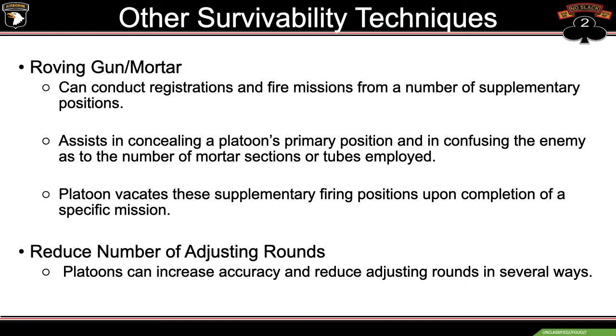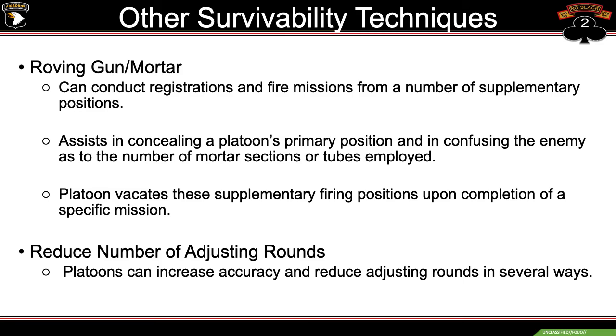And then going into roving gun or roving mortar. So a roving gun can conduct registration and fire missions from a number of supplementary positions, assist in concealing the platoon's primary position, and confuse the enemy as to the number of mortar sections or tubes employed. The platoon vacates these supplementary firing positions upon completion of a specific mission.